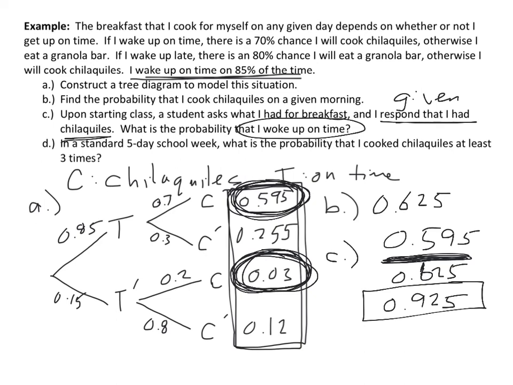So now we get to part D. Okay. Part D, in a standard 5-day school week, what is the probability that I cooked chilaquiles at least 3 times? And what I really hope you guys see here is that we had these first 3 questions that were all about what happens on one morning, and then suddenly the problem says, hey, so what about in a whole week? What about when I do 5 trials? What's the probability of me getting at least 3 times? Do you guys see how that just screams this binomial distribution? So if you're feeling up to it, try setting that one up and doing it on your own. If not, I'm going to go ahead and work through it right here.